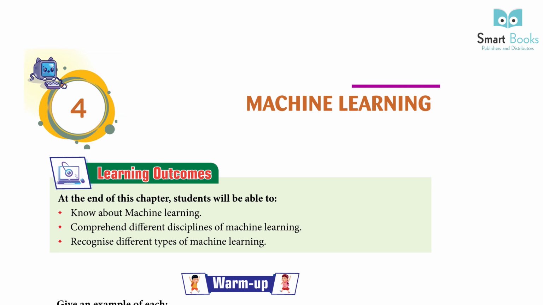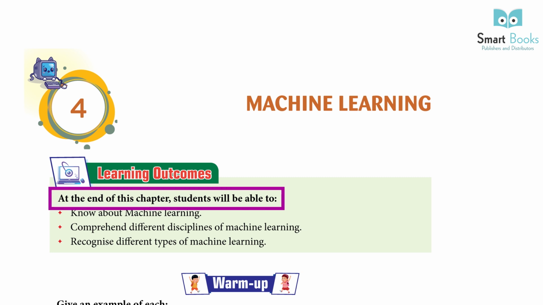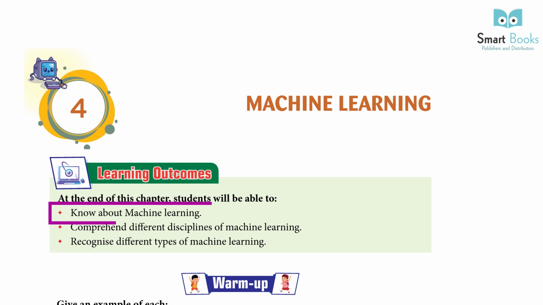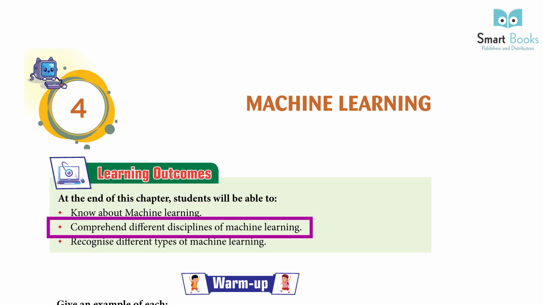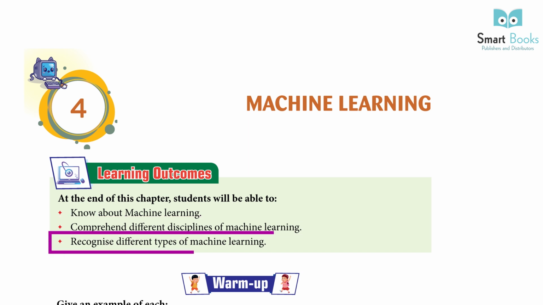Chapter 4: Machine Learning. Learning outcomes. At the end of this chapter, students will be able to know about machine learning, comprehend different disciplines of machine learning, and recognize different types of machine learning.